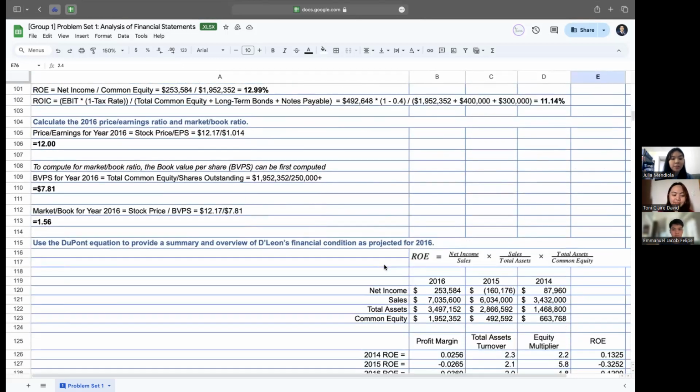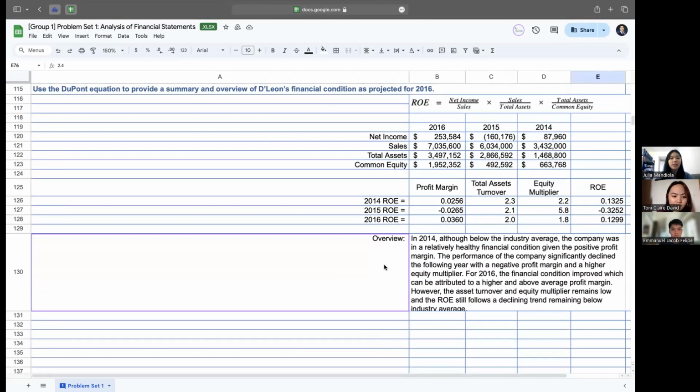And finally, we move on to number 6, which is the DuPont equation, which helps us see how the different ratios determine the return on equity, or ROE. So we moved all the needed information down here just to make it easier. So what we need is the net income, the sales, the total assets, and common equity. To start, we get the profit margin, which is given by net income over sales. This measures how much net income or profit is generated as a percentage of revenue.